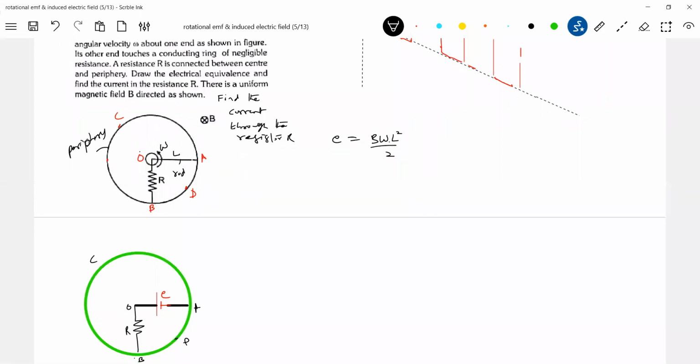Now, why that polarity? Again, Fleming's left-hand rule. Assume B into the plane. Give the tangential velocity of any point on the rod. The thumb will be pointing towards O. So therefore, the end O will be positive. The positive charge will drift towards O.